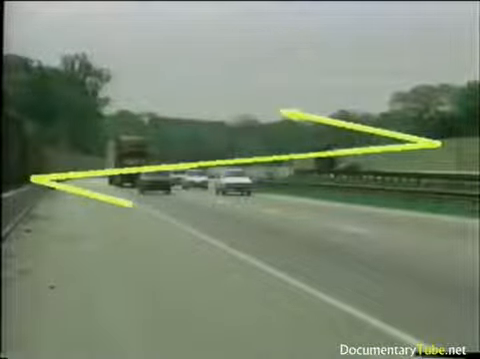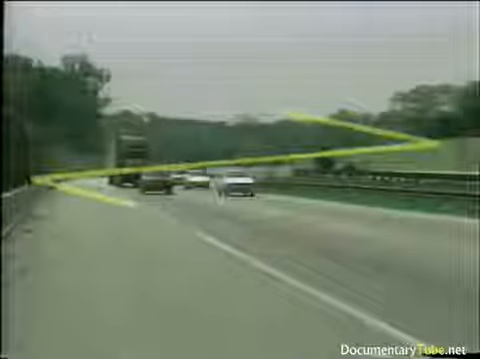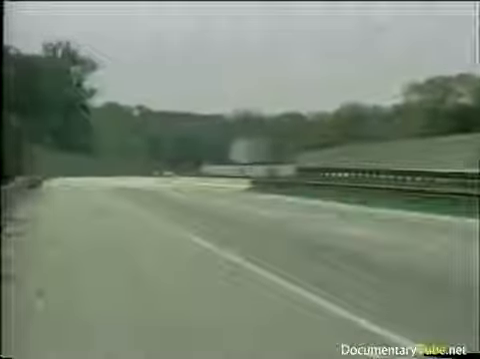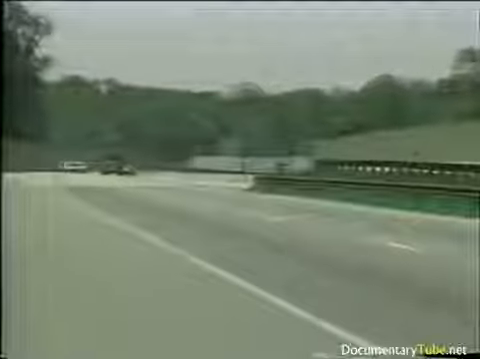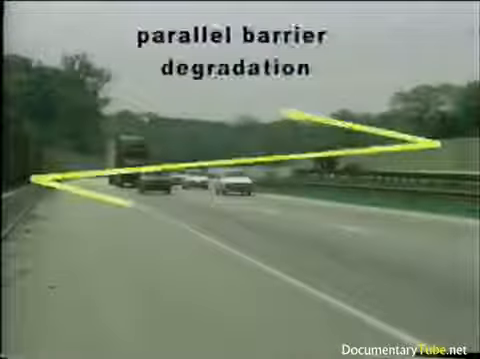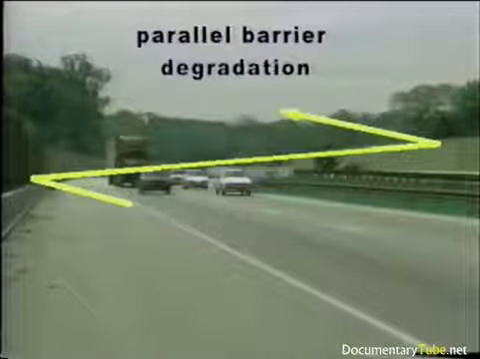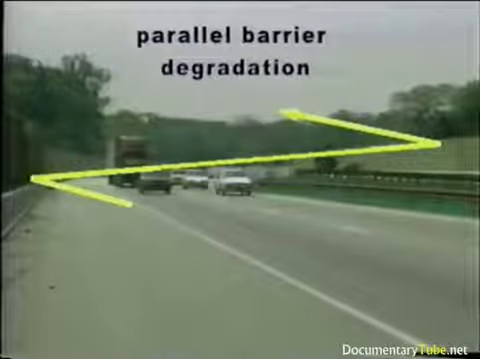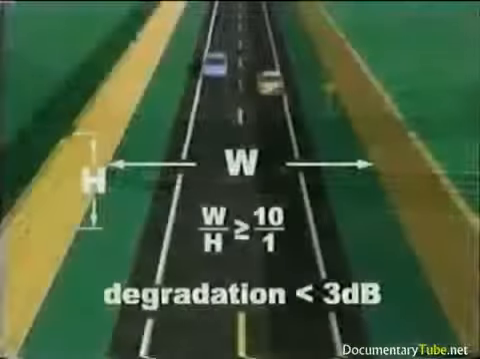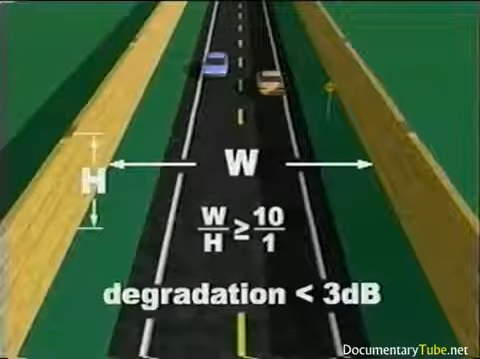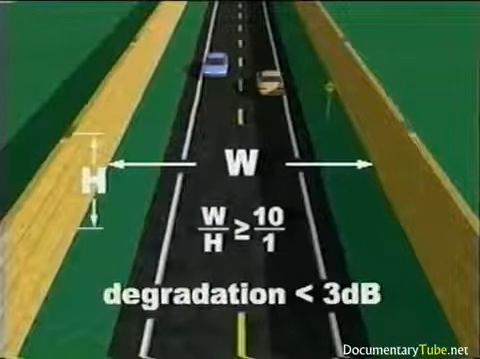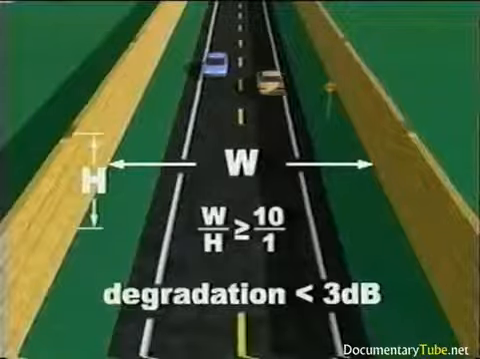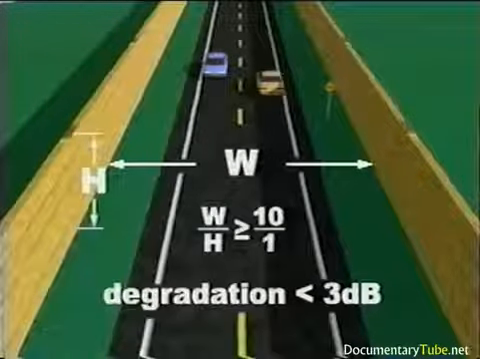As an example, a barrier that achieves a 10 dB insertion loss may realize only a 4 to 8 dB insertion loss if a parallel barrier is placed on the opposite side of the highway. The reduction in barrier effectiveness due to multiple reflections from parallel barriers or retaining walls is called parallel barrier degradation. Research has shown that as a general rule, if the ratio of roadway width to average height of the parallel barriers is 10 to 1 or greater, the parallel barrier degradation is less than 3 dB. Remember that decibel changes less than 3 are typically not perceivable.